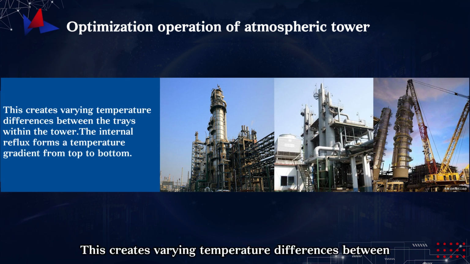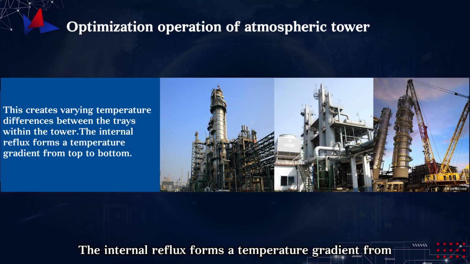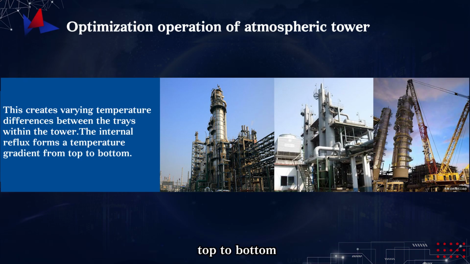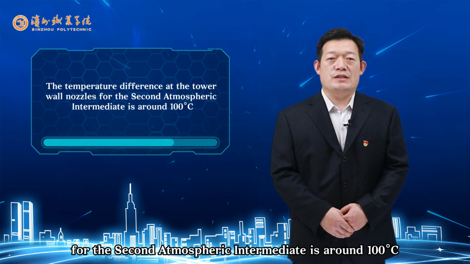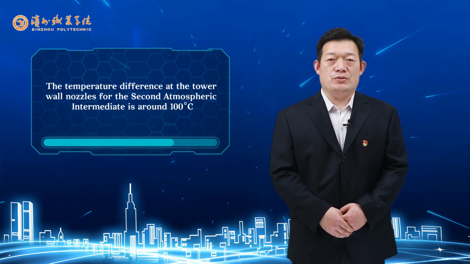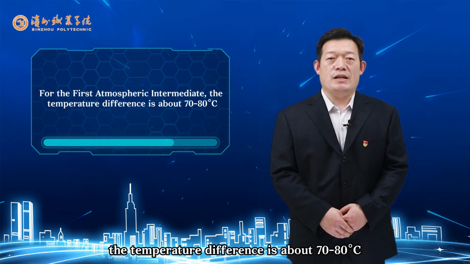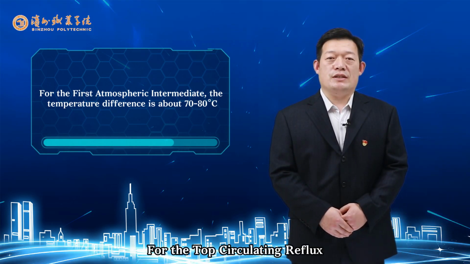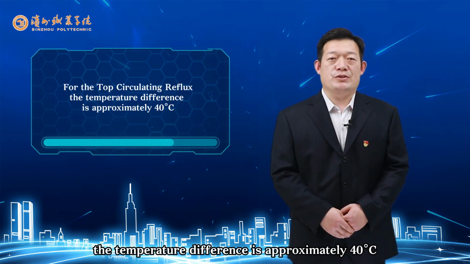This creates varying temperature differences between the trays within the tower. The internal reflux forms a temperature gradient from top to bottom. Generally, the temperature difference at the tower wall nozzles for the second atmospheric intermediate is around 100 degrees Celsius. For the first atmospheric intermediate, the temperature difference is about 70 to 80 degrees Celsius. For the top circulating reflux, the temperature difference is approximately 40 degrees Celsius.